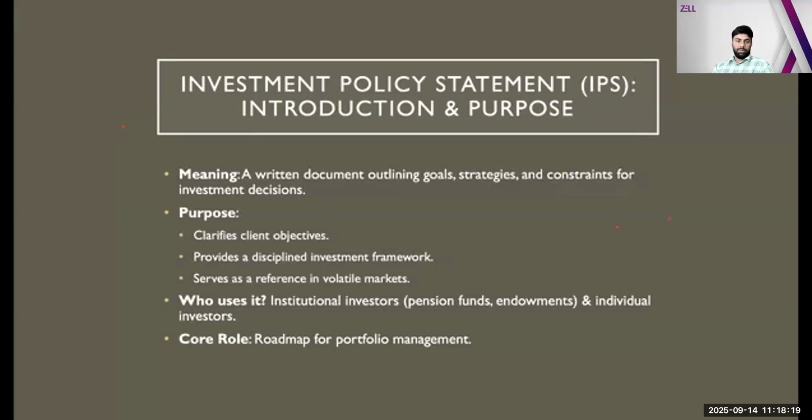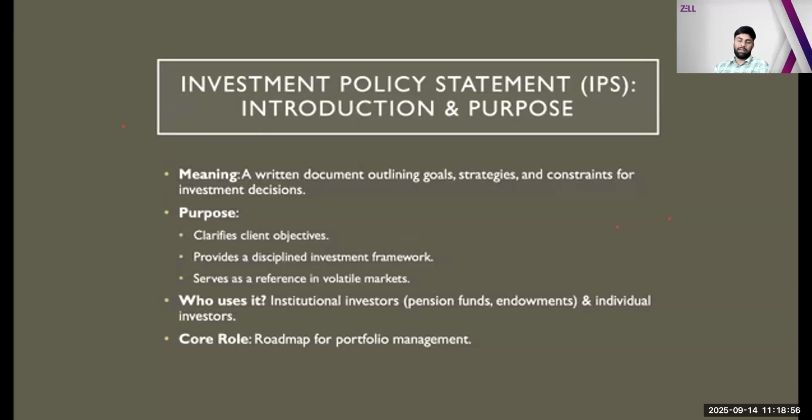Have you guys understood the concept of the investment policy statement? Yes, sir. Now look at the fourth pointer. Who uses it? Institutional investors, pension funds, endowments, and individual investors. IPS is not only for individuals, but also for institutional investors. Say, for example, Harvard's endowment fund.